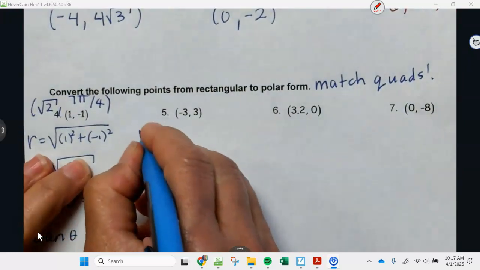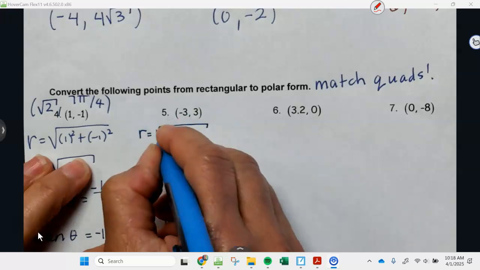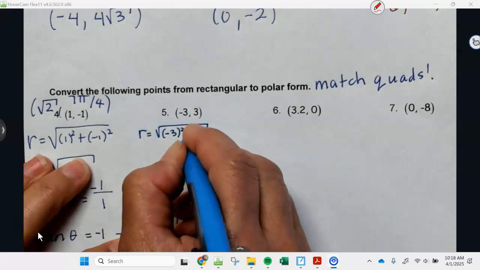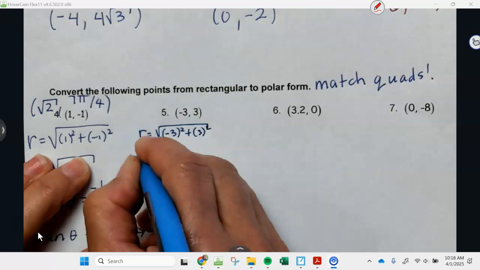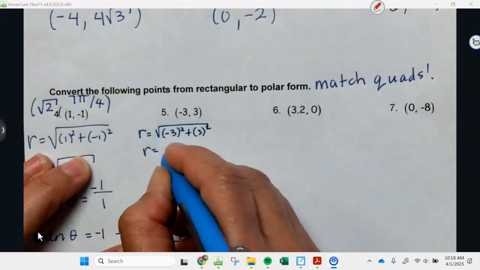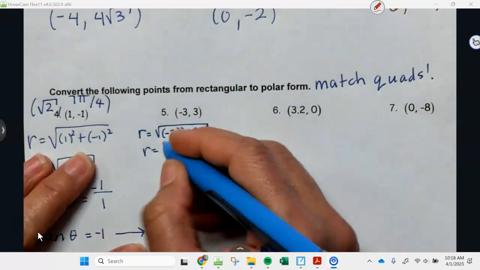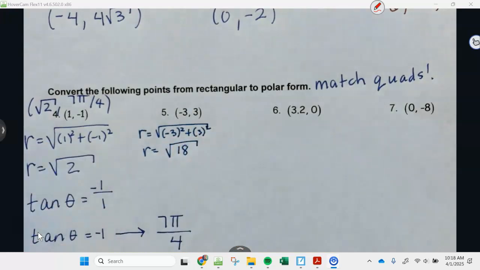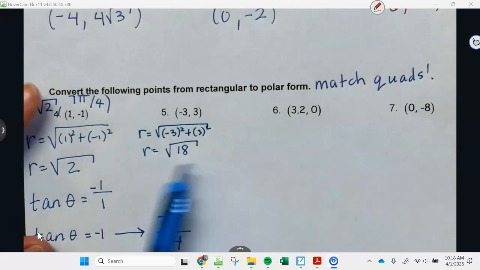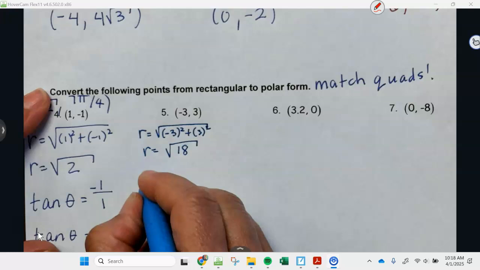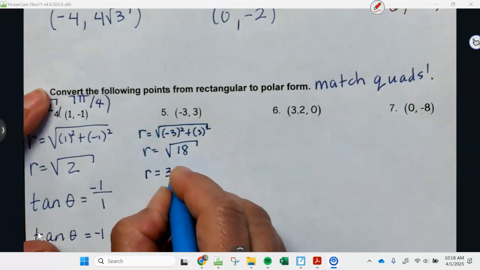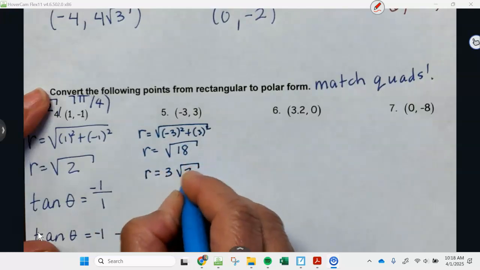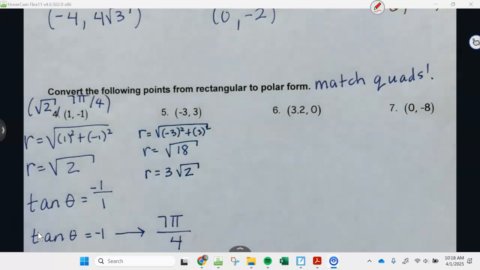Okay, r value, x squared plus y squared. That's just 9 plus 9. 9 plus 9, that's going to be the square root of 18. But remember, there's a perfect square in that. You got to take that 9 out by its root. All right, cool. That's the r value for sure.